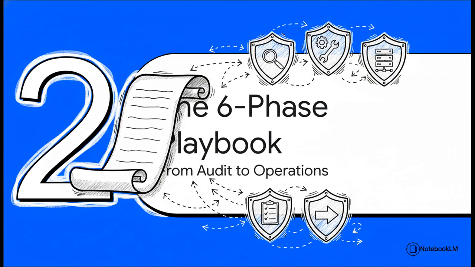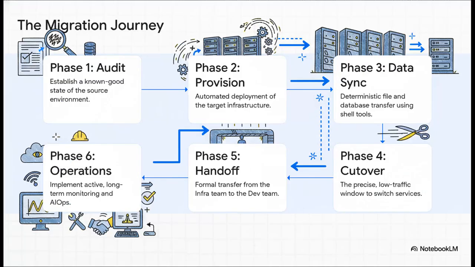Now, to pull this off, you can't just wing it. We use a structured, 6-phase playbook. Think of it less like a chaotic move and more like a planned, almost military-grade operation. It has clear stages, clear goals, and very clear responsibilities. So here's a quick look at that journey. It all starts with a really deep audit, so you know exactly what you're dealing with. Then it moves into provisioning the new server, syncing the data, and executing a super precise cutover. After that, there's a clean handoff to the developers, and it all finishes with long-term monitoring. See? Every single step is defined.